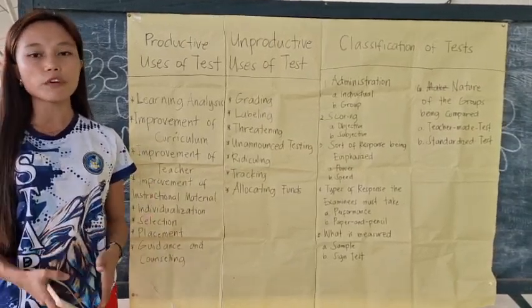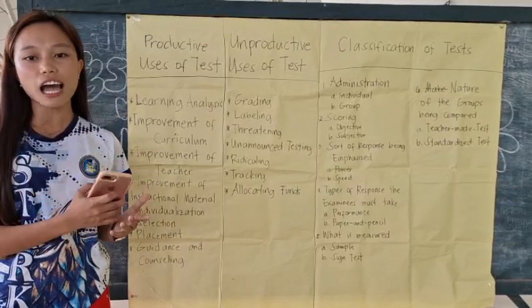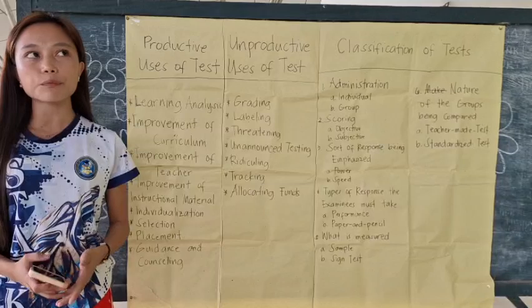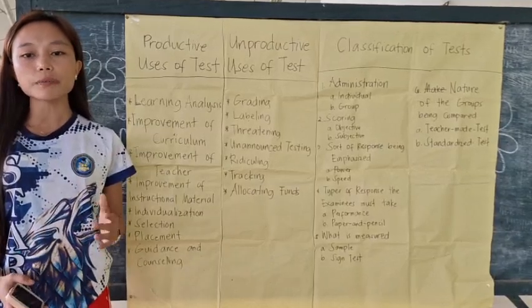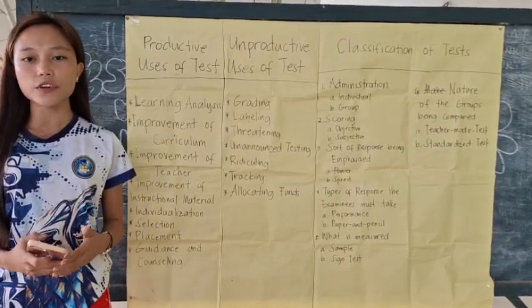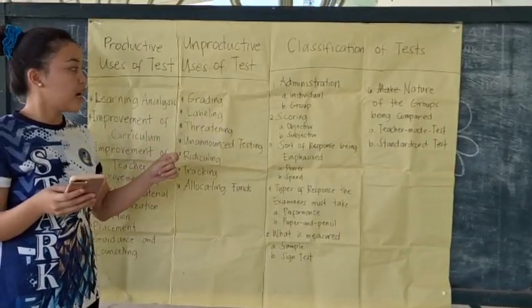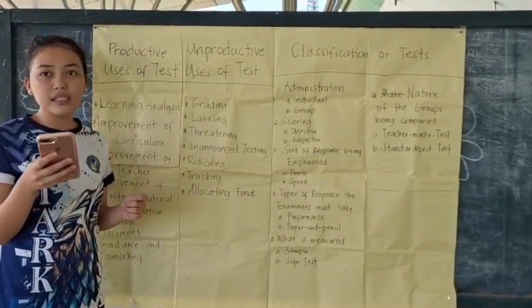For example, if a standardized test reveals a student's aptitude in science and problem solving, a counselor might guide the students towards an engineering course. So these are the unproductive uses of tests. First is grading. So what is grading?